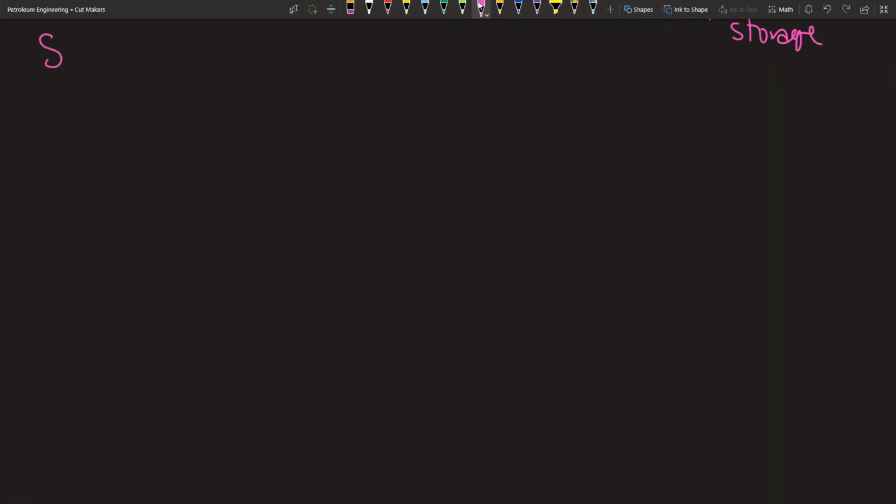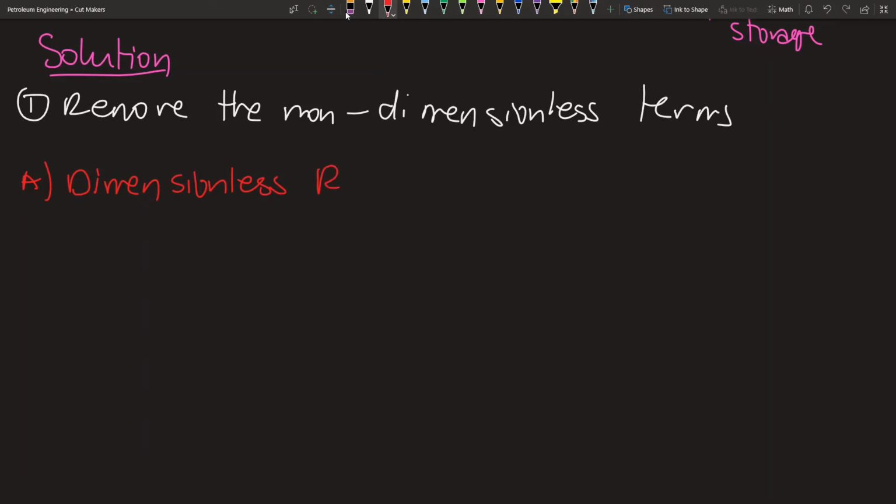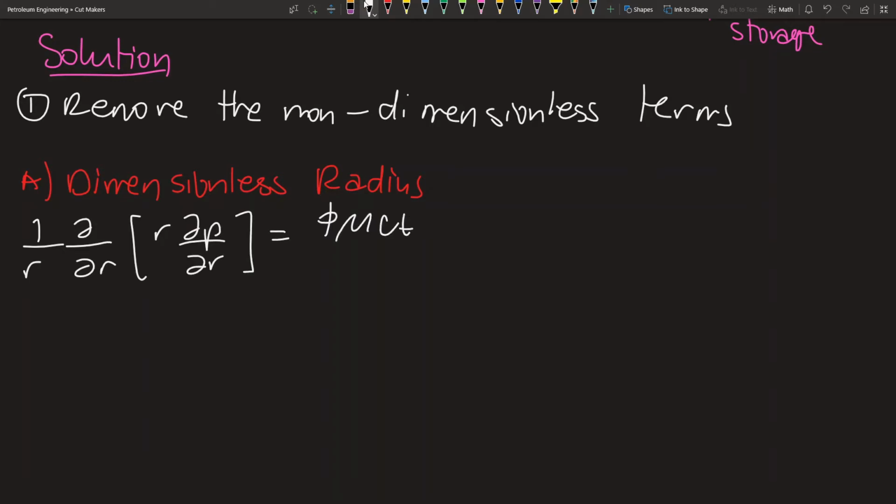So the solution. The most obvious way to do this, recalling our objective, is to remove the non-dimensionless terms. To do that, we're going to start with the dimensionless radius. Recall our diffusivity equation: 1 over r, dou over dou r, dou p over dou r, is equal to phi mu c_t over 0.000263 k, dou p over dou t.